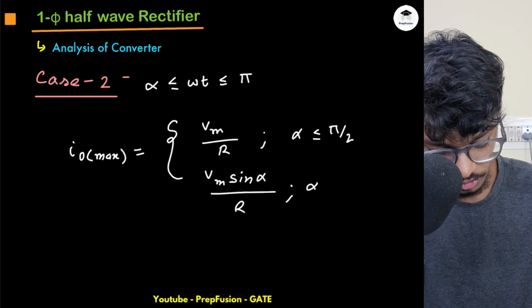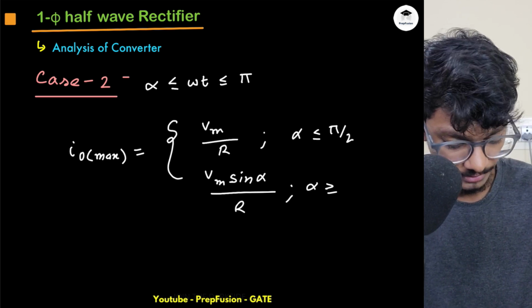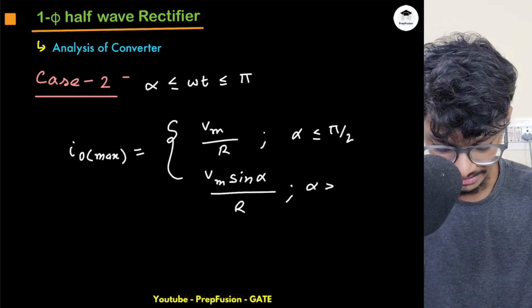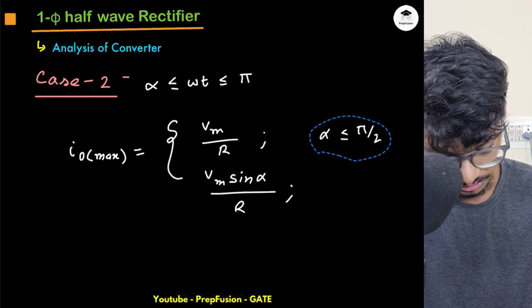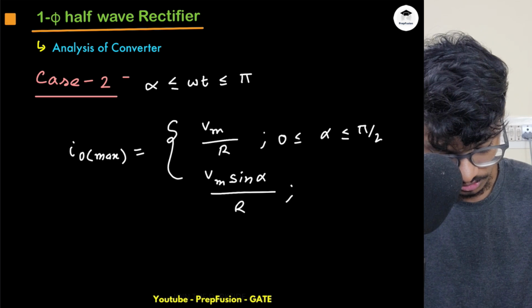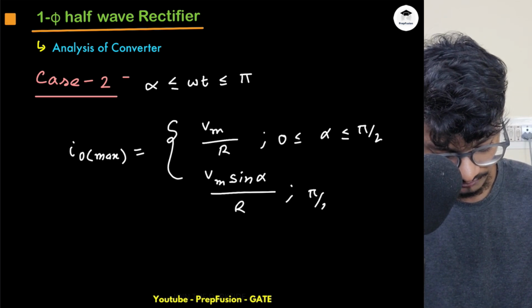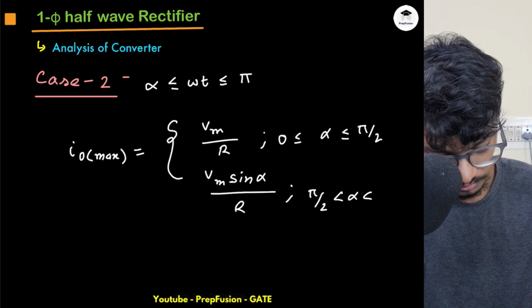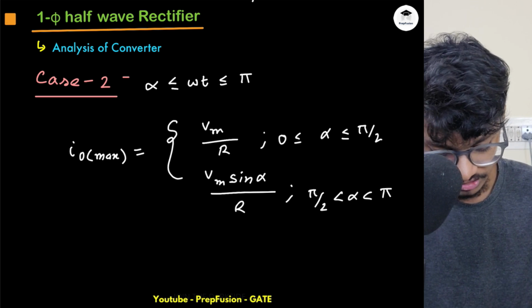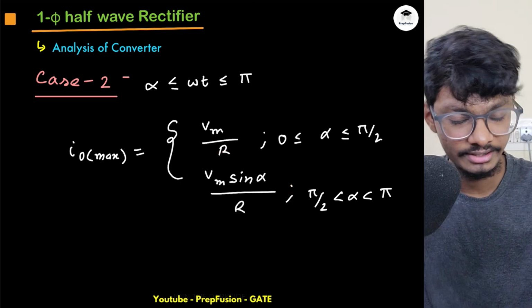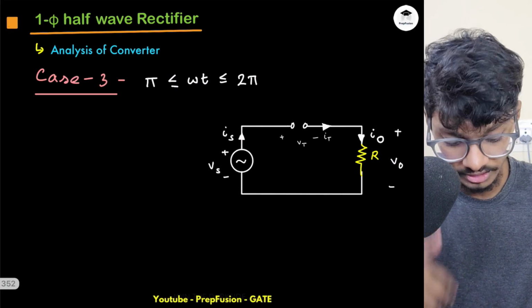Okay. So alpha, if alpha is greater than pi by 2, obviously it has to be within this range. So I'll write down the range. It has to be between 0 to pi by 2, or if my alpha is between pi by 2 to pi, then this will be the peak. I have explained you why this will be the peak. Now let's go to case 3.